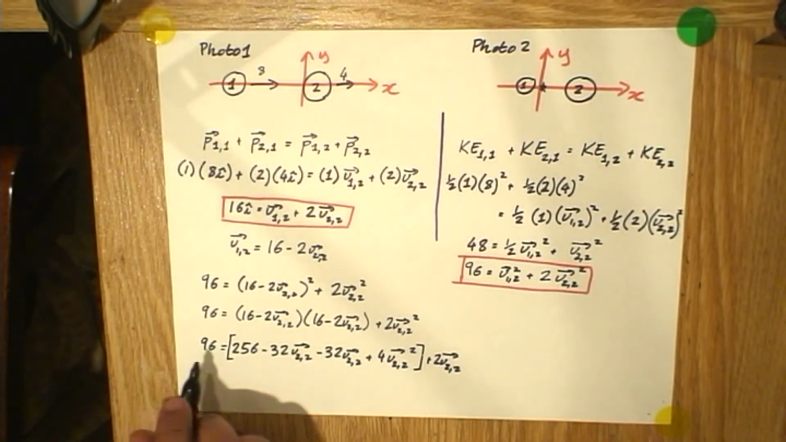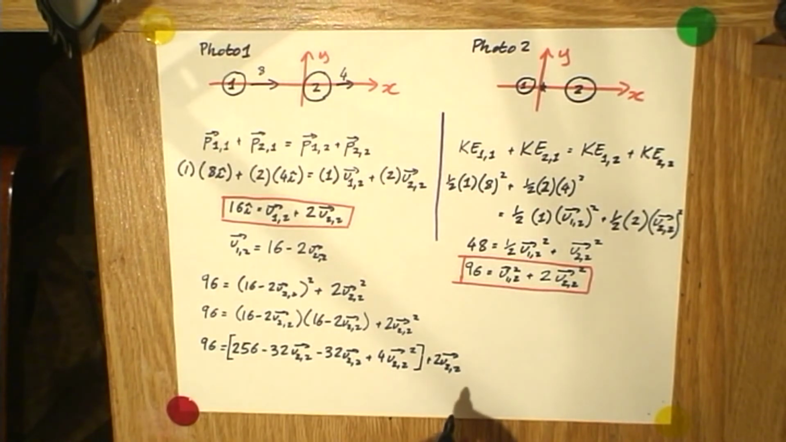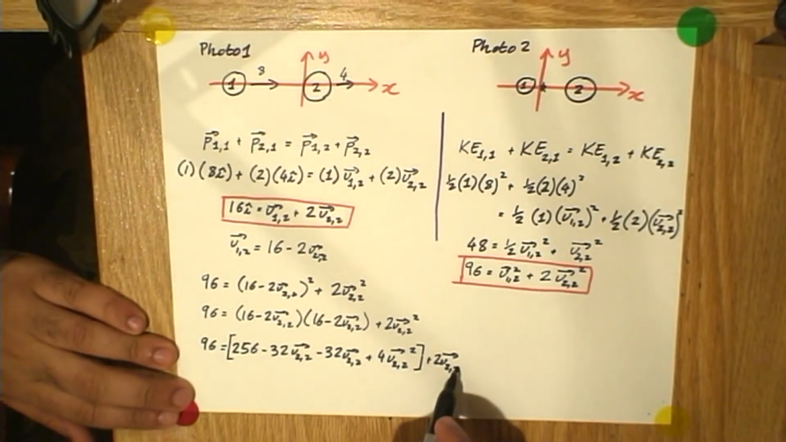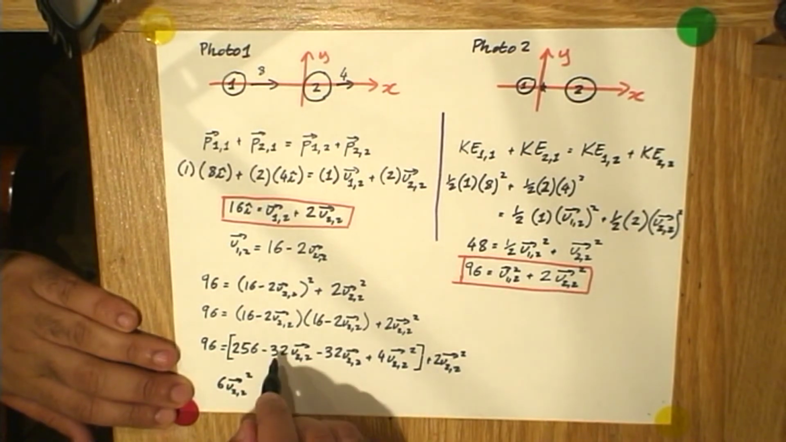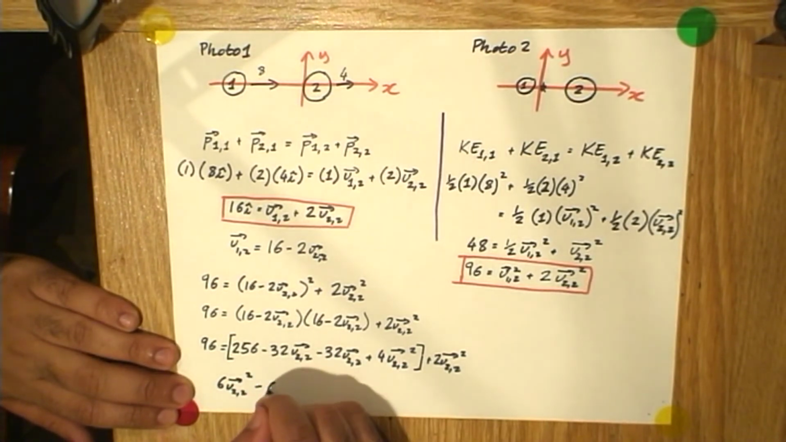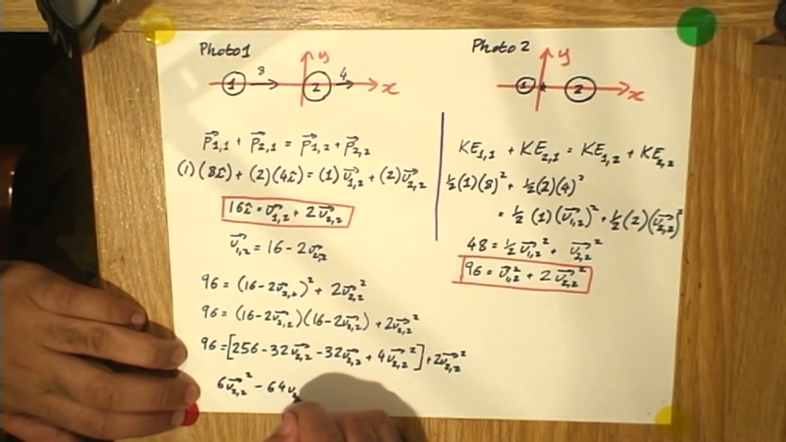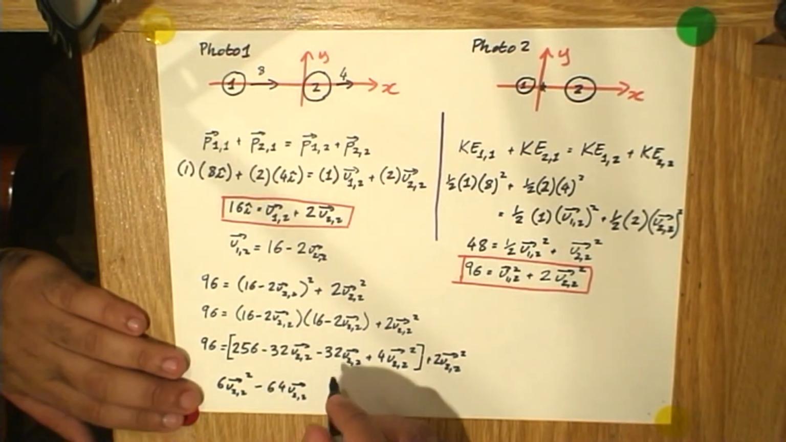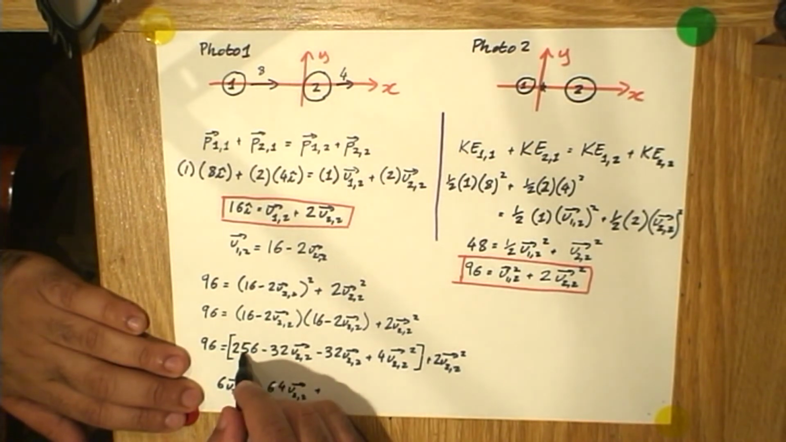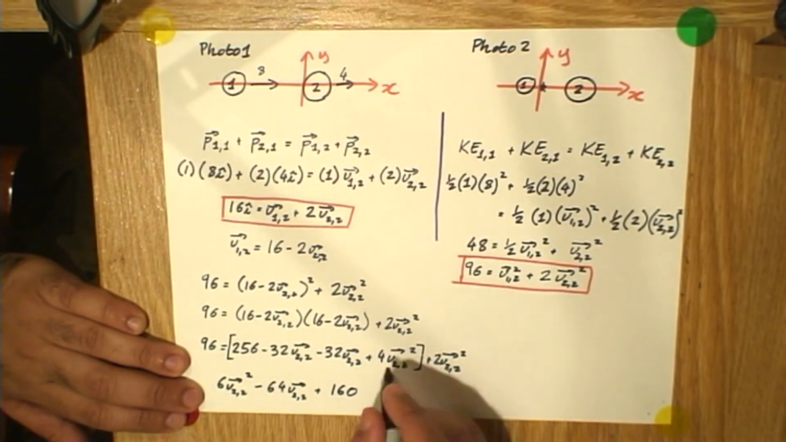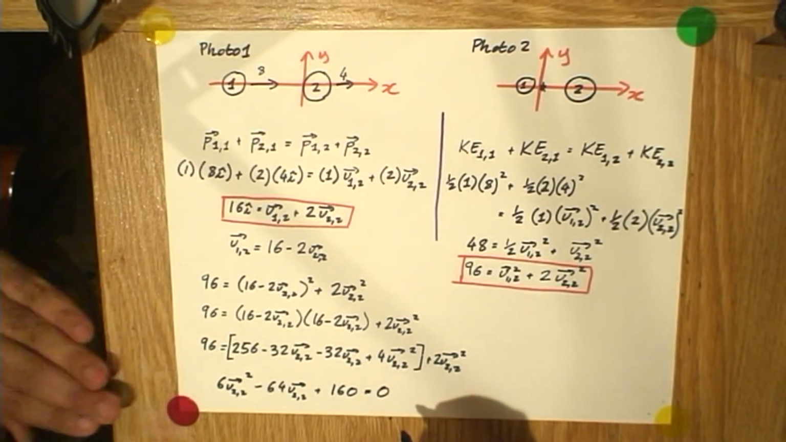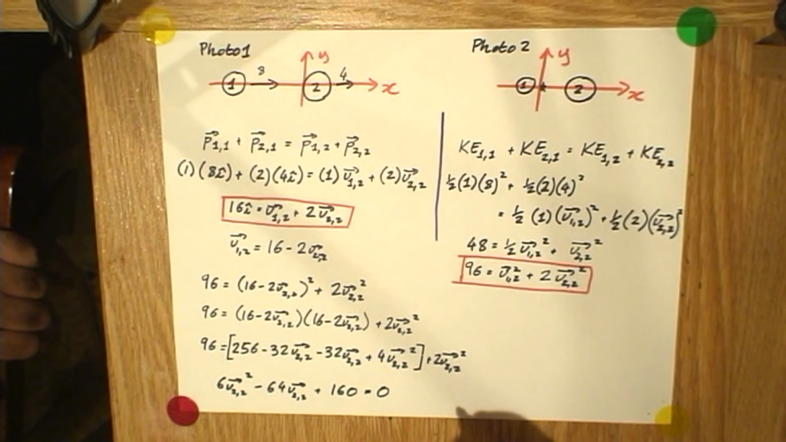So simplifying this entire equation that we have over here, this is going to turn into 4v squared plus 2v squared is going to become 6v2f squared, minus 64 v2f, plus 256 minus 96 is going to be 160. And all of that is equal to 0.